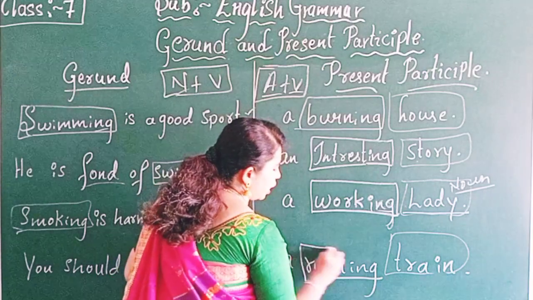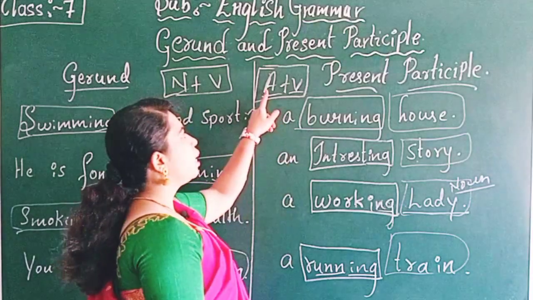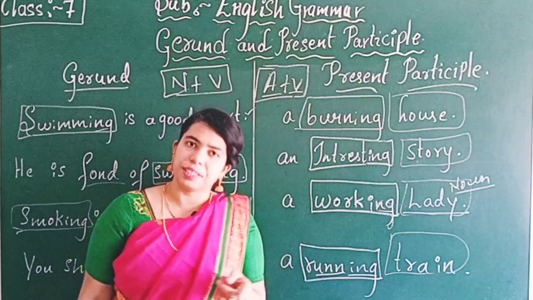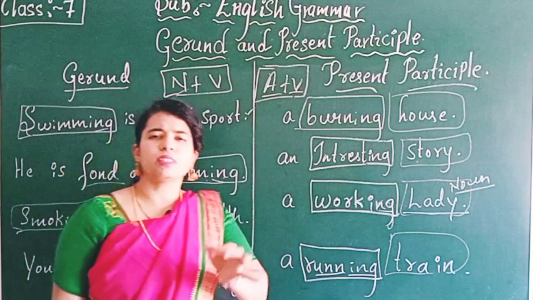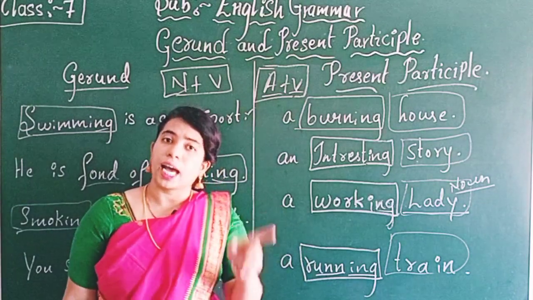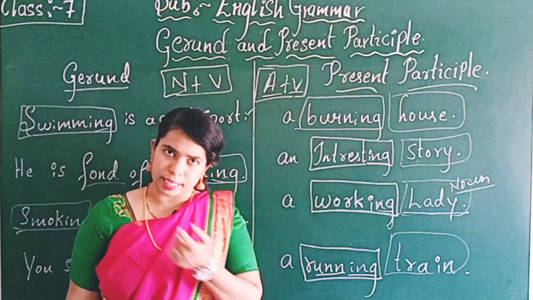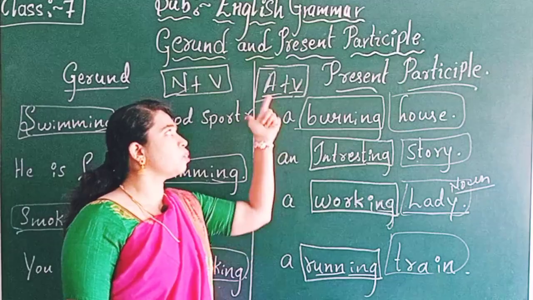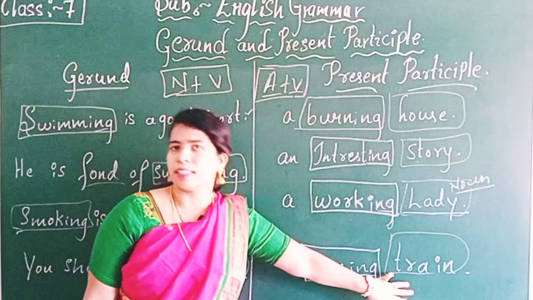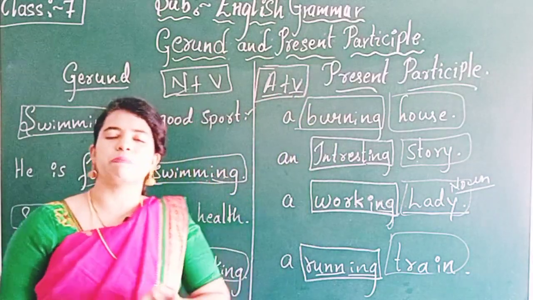A running train. Running acts as an adjective along with the verb. So there is a very simple rule. When there is no noun in the sentence and the main verb acts as both noun and verb, then it is a gerund. And when an adjective or noun is already present in the sentence, then the main verb acts as adjective and verb. This is the very simple rule.